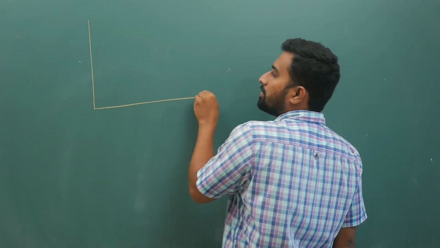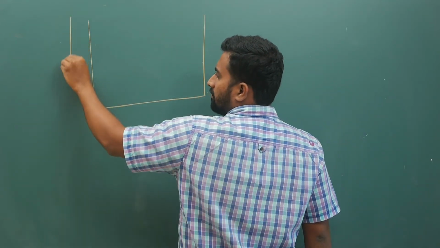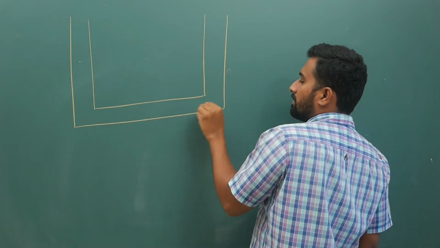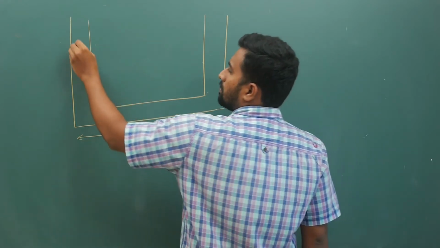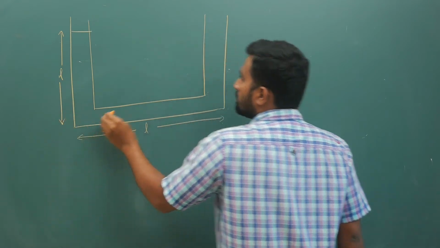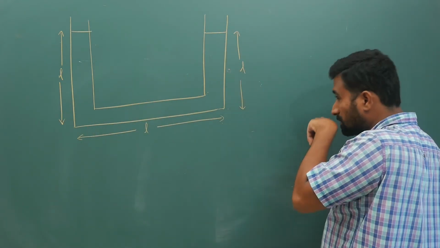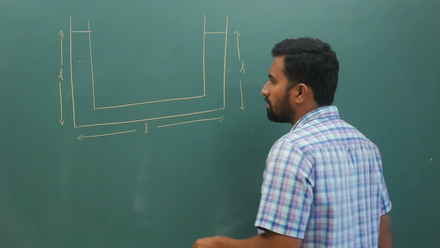Now let us say you have 3 liquids instead of 2 liquids. Length is L. This side also the length is L. I can give any height, no issues.